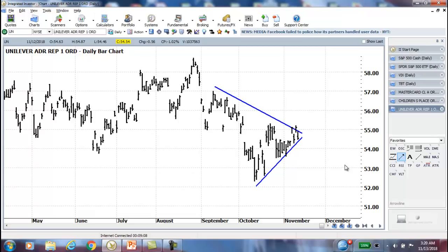But it's going to be interesting to see what occurs with the SPX, the cash index in general.